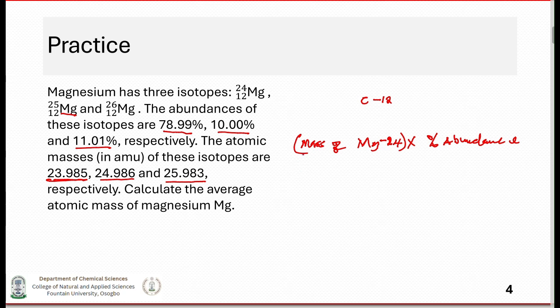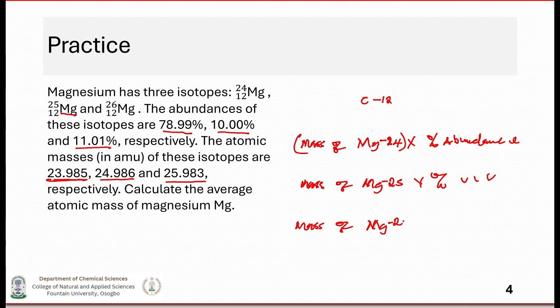So you do the same thing for magnesium 25, that is mass of Mg25 times its percentage abundance. Do the same thing for the third one, which is mass of magnesium 26 times its percentage abundance. So you now add each mass. Add your calculation over there to what you get here as well. Add them together. That will give you the average atomic mass of magnesium.